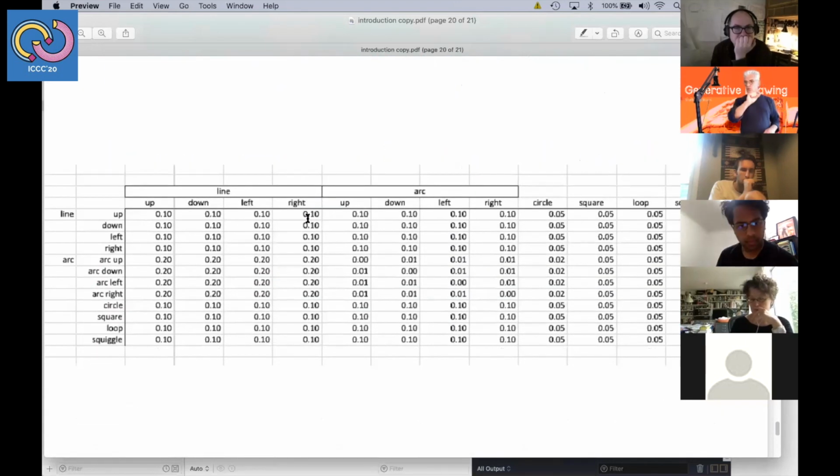And I realized that I was doing lines and arcs and squiggles and dots and circles and squares. And I started looking through the drawings saying, well, if I've gone up, how often do I keep going up? How often do I do these different things? And I put into a spreadsheet what happens if I make a line up, down, left, or right, and draw an arc up, down, left, or right, and then a circle, a square, a loop, or a squiggle.